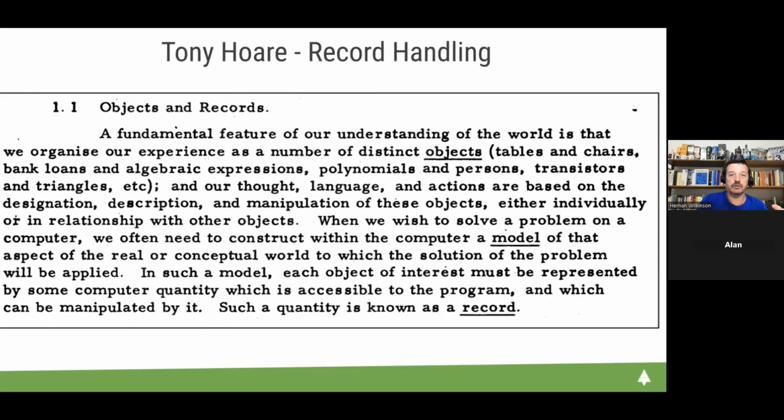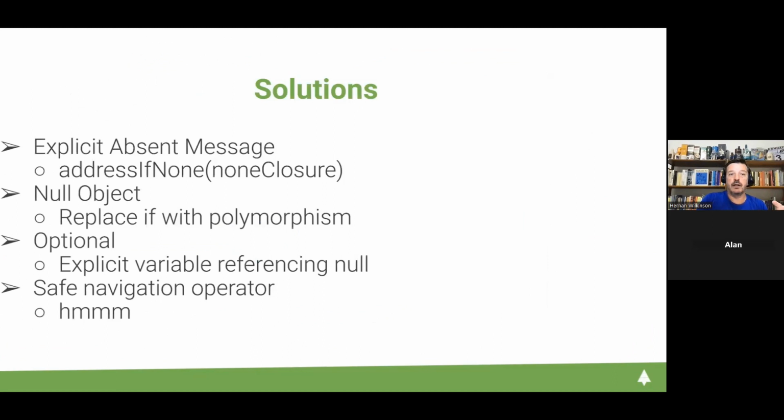Let's go to the solution. You have different solutions not to use null. One of them is to use, for example, the null object pattern that represents the absence of that element, that entity, with an explicit object. Let's say, define address and not define address. Not define address could be the null object for an address.